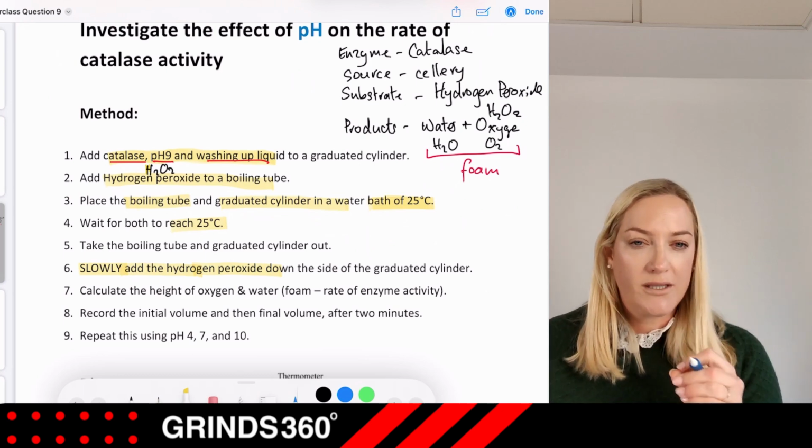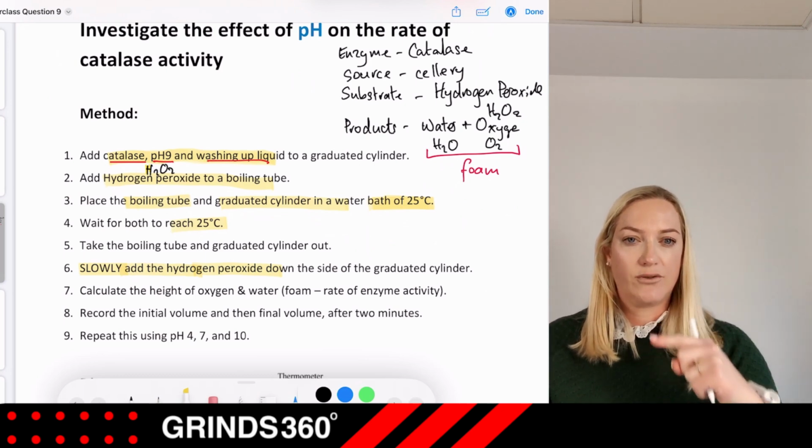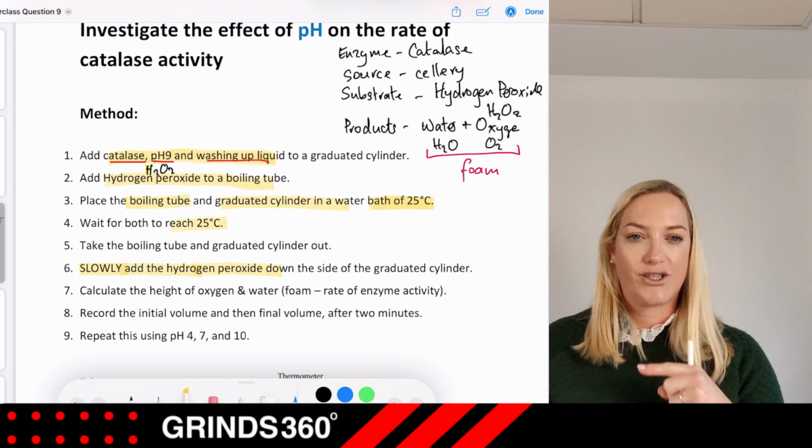Now, the moment you add your hydrogen peroxide, you're immediately going to record your volume, and this is called your initial volume.